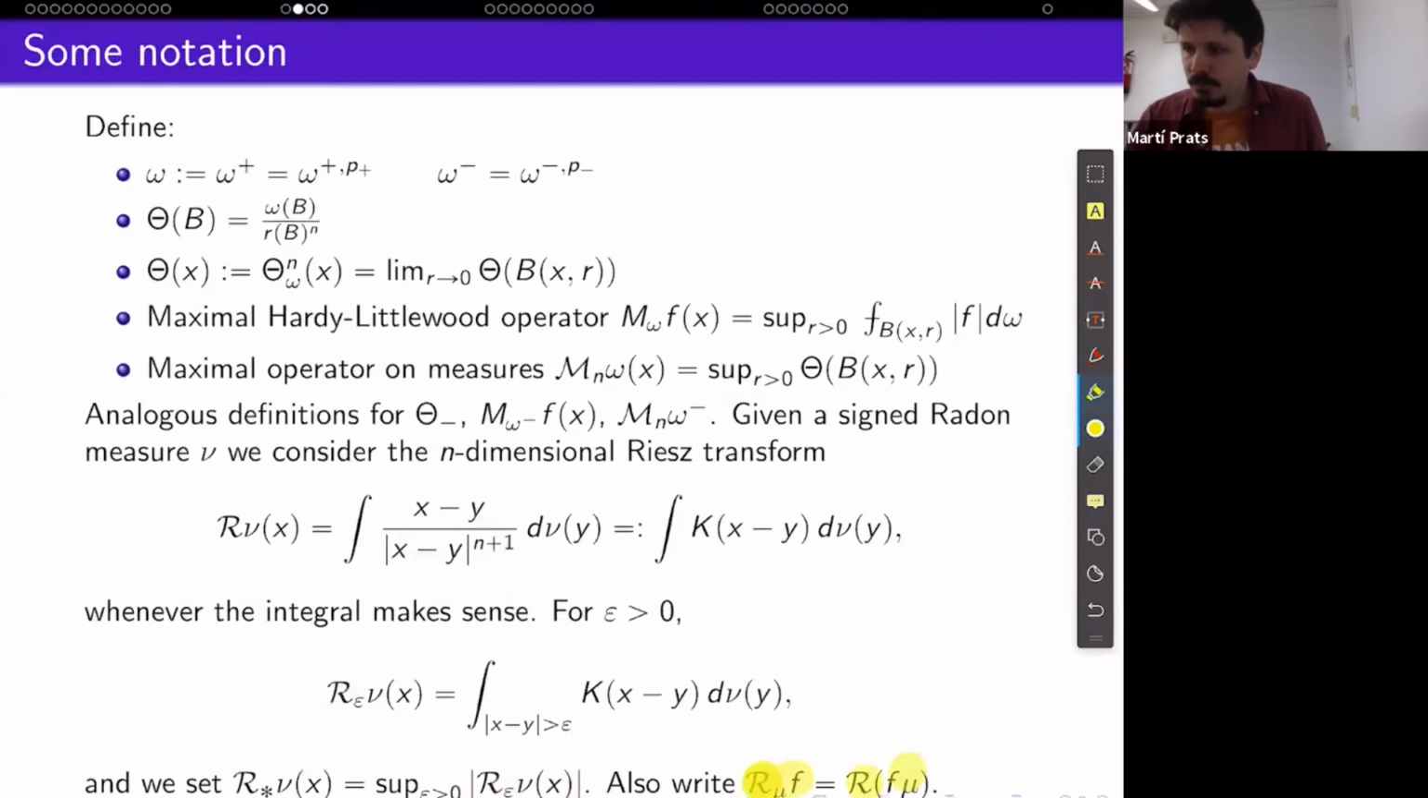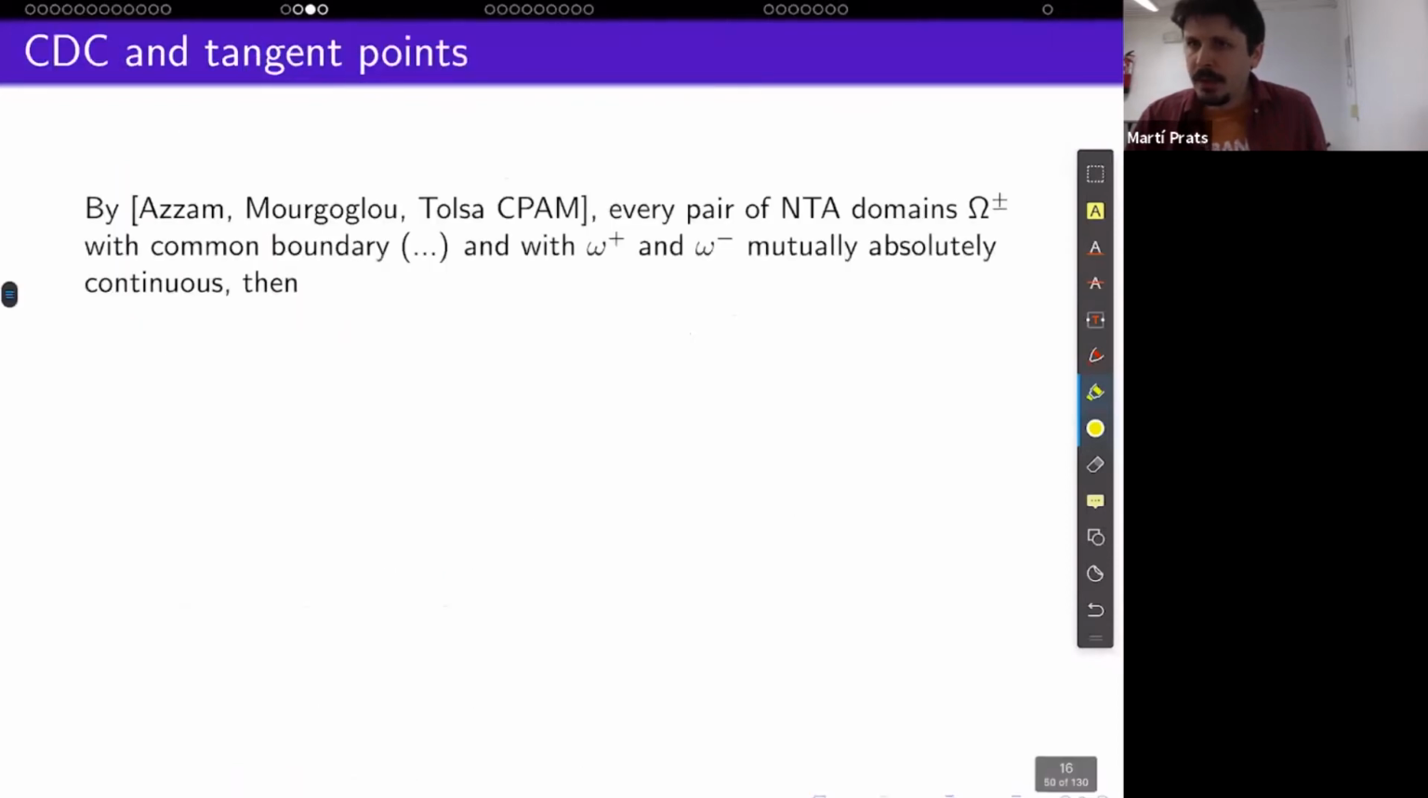Let's move on. Okay. Capacity density condition and tangent points. I won't tell you what a capacity density condition is, but it is a consequence of being NTA, among other things. So every NTA domain satisfies this.